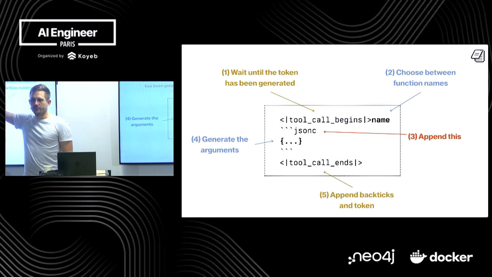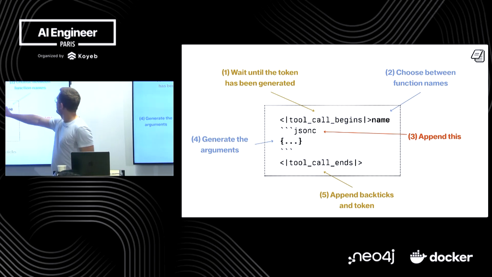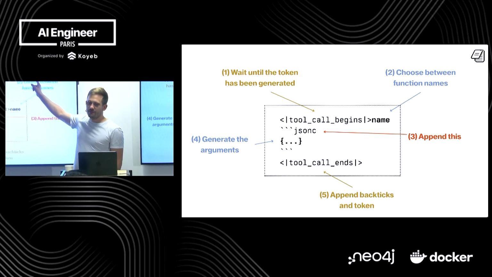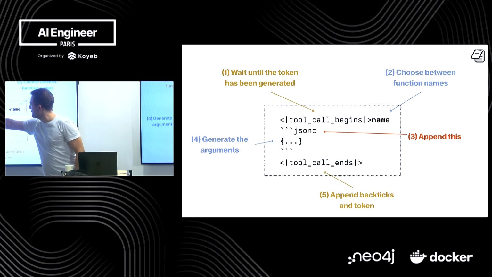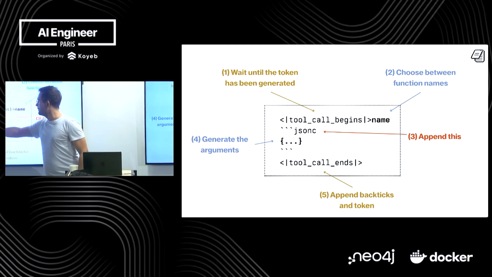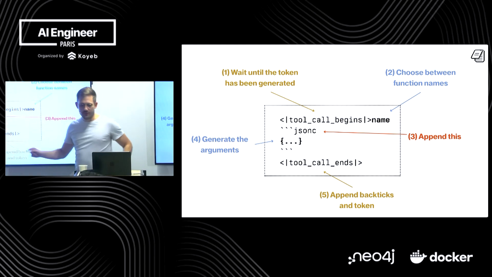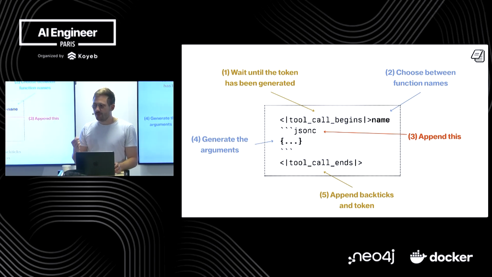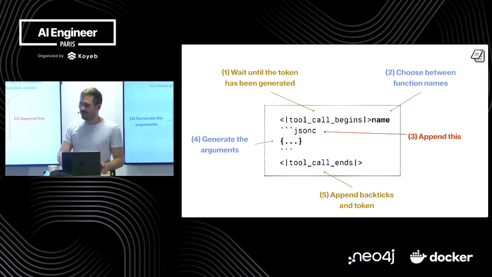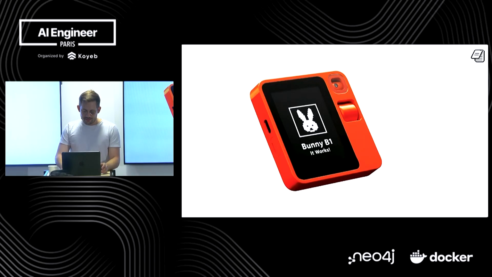We just let the model output whatever it wants. Then we detect that this token was generated. Then we choose between the different function names that the user specified. Once we've done this, there's a little beginning of a markdown thing here, and here is where structured outputs happen. So that's where we intervene. And then we reappend the backticks and the end of tool call token. So they're very closely related, but it's slightly more complicated than just generating JSON. There's a lot of processing that needs to happen.